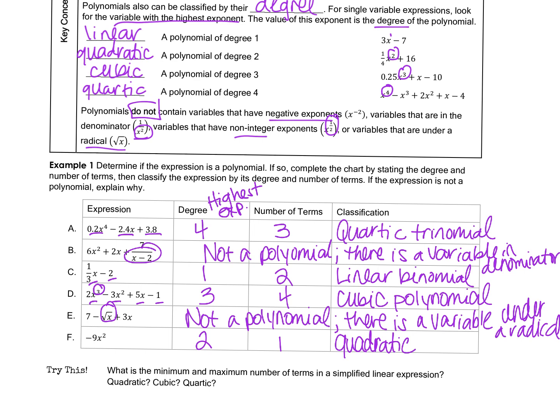And then it's one term, which is called a monomial. So there we were looking at our degree, which is the highest exponent, and the number of terms, and then we were classifying it based on our degree and number of terms. Okay, let's take a look at the back.